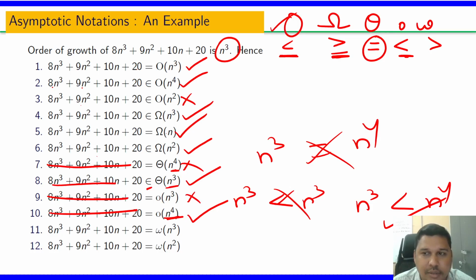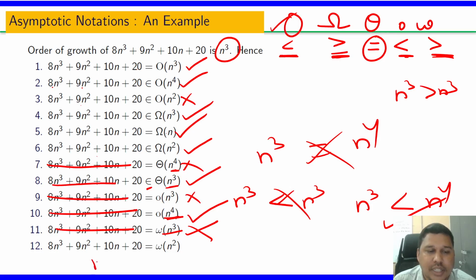Small omega means strictly greater than. It should be definitely greater than, should not be equal to. Right. This is false, because this side it is n cube, this side is n cube, but it should be greater than. N cube greater than n cube cannot hold. This is wrong. It should be different.